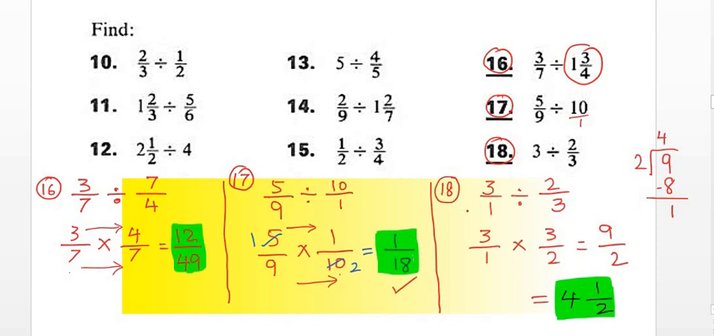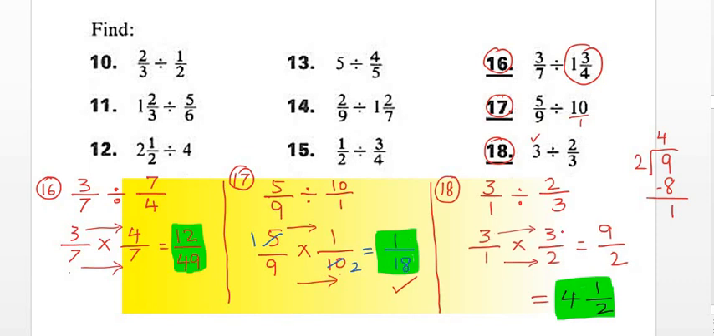Here in question number 18, this one is a whole number, so we can put 1 under it to change it into a fraction. So 3 over 1 divided by 2 over 3, keep 3 over 1, flip the second one, it will become 3 out of 2. So when you multiply it straight, it becomes 3 times 3 is 9, and 2 times 1 is 2.